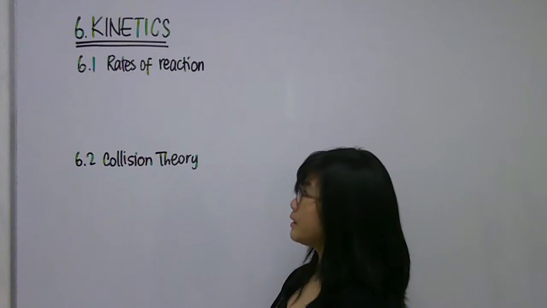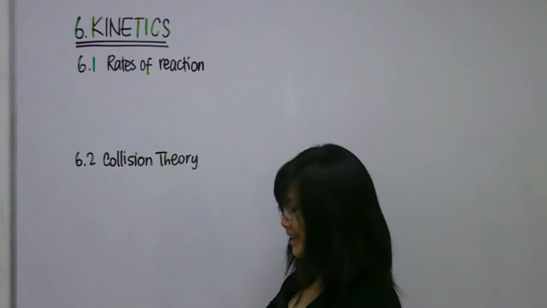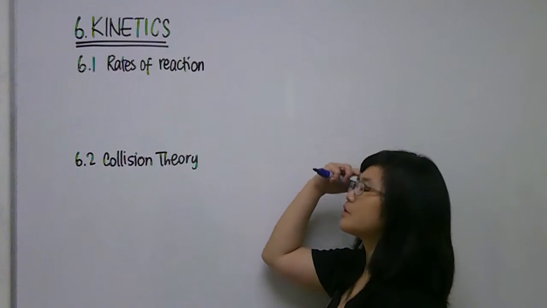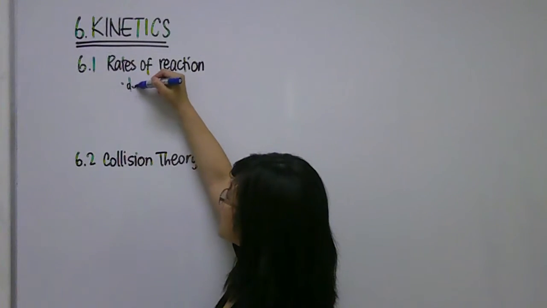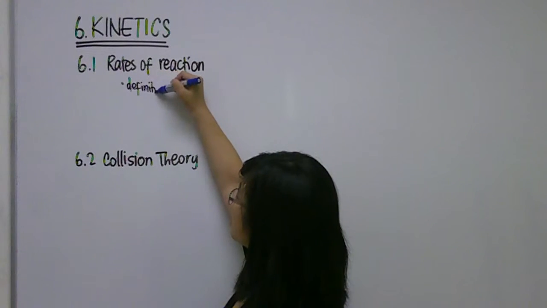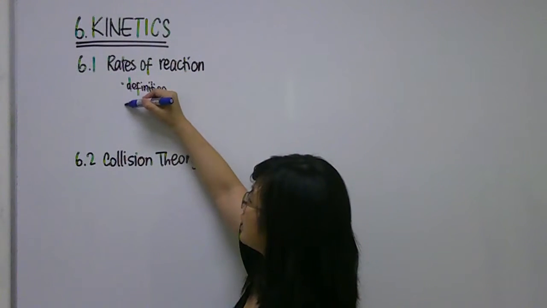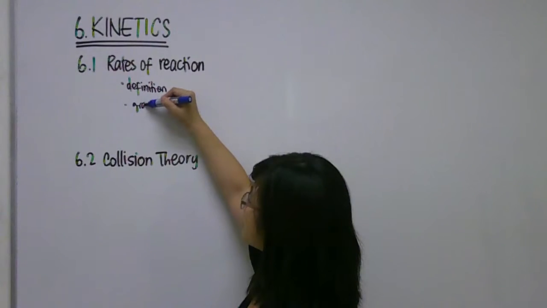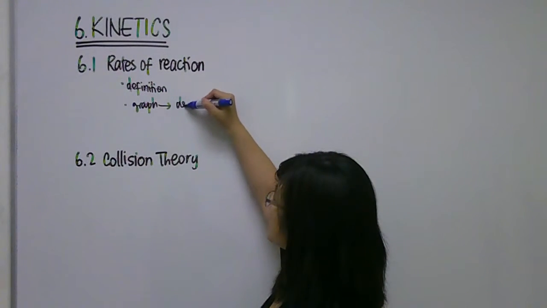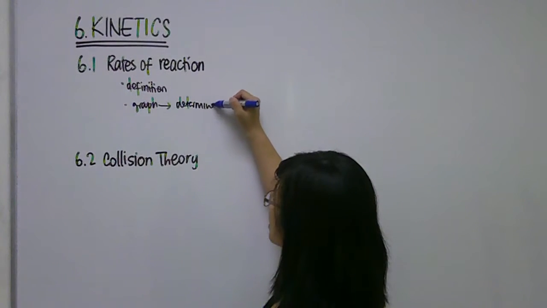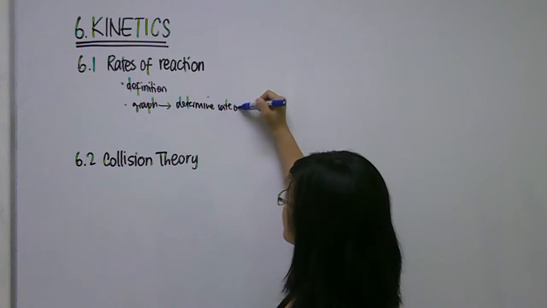Kinetics is the sixth chapter in IB chemistry. In the standard level, we are going to talk about the rates of reaction and collision theory. In the rates of reaction, you need to explain to your students the definition of rate of reaction and how you can use a graph to determine the rate of reaction.